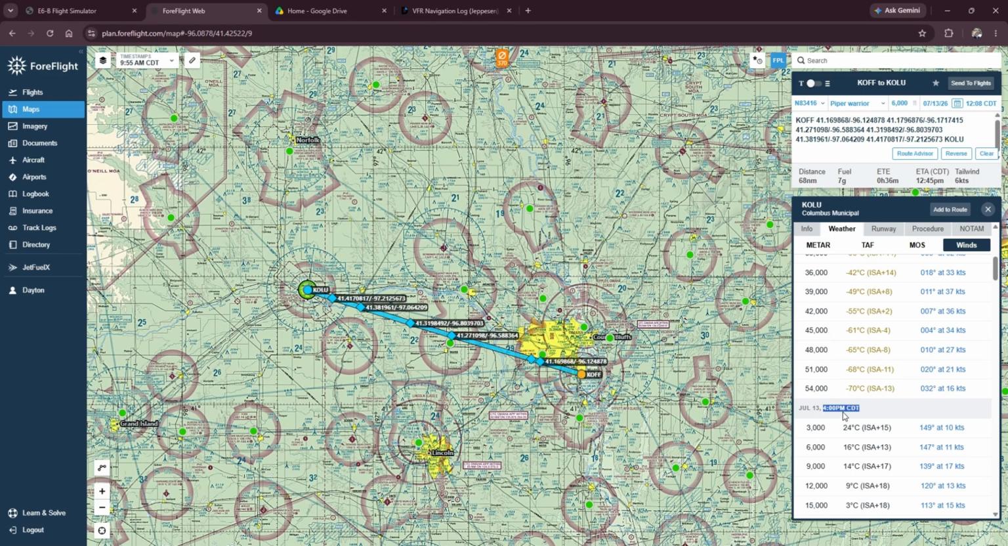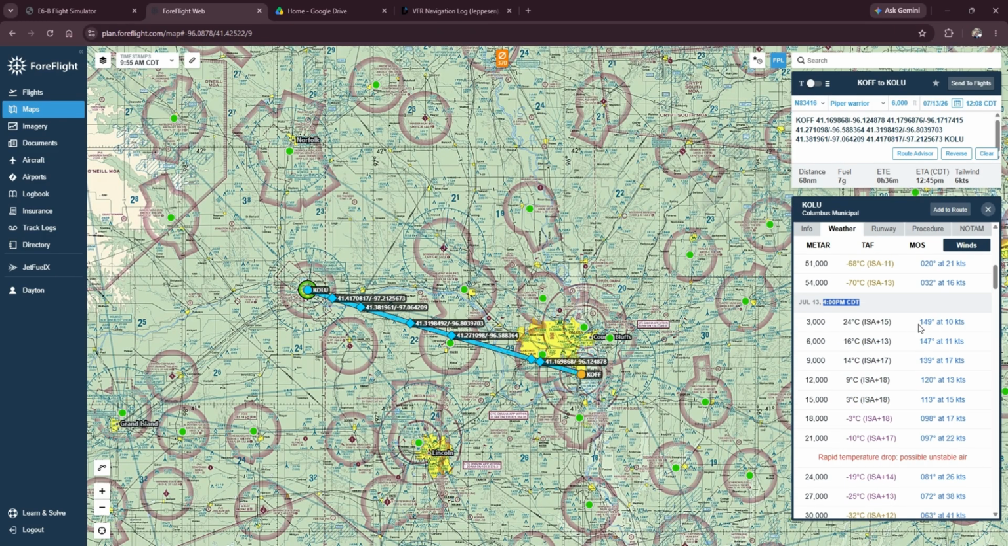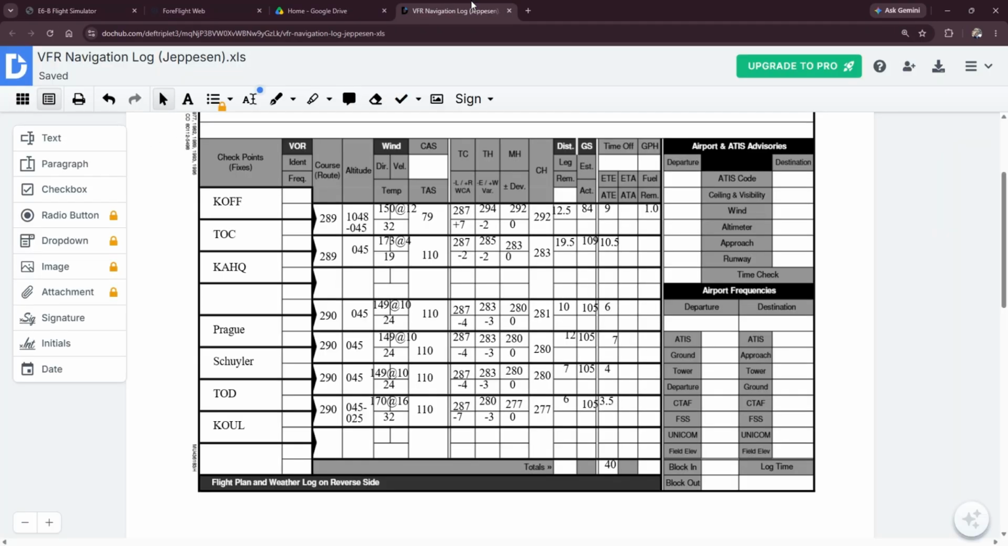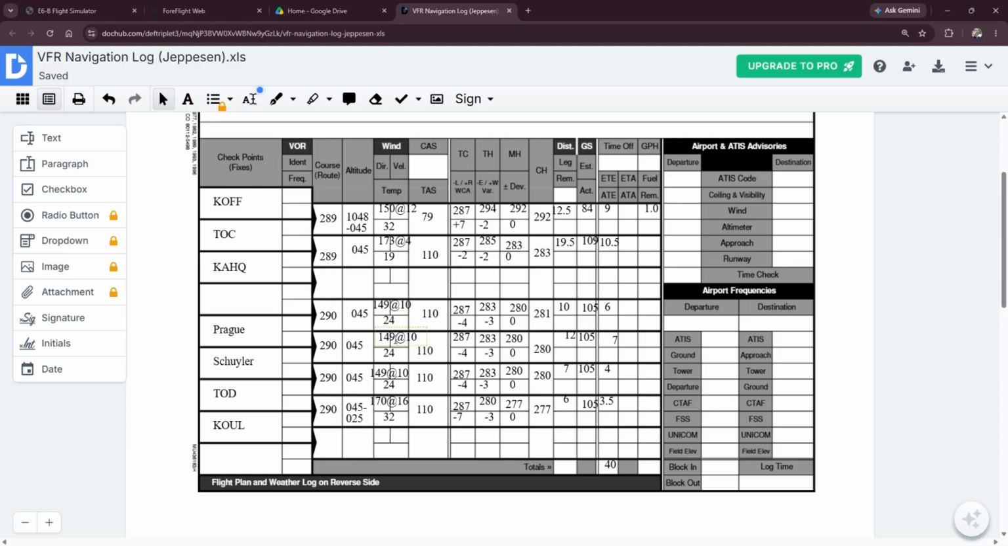So I'm just going to err on the side of caution and say, I know the winds are going to be worse at 4 p.m. up at winds aloft. So I'm going to use 149 at 10. So we'll go back over to our flight plan. 149 at 10. And then make sure to take the temperature. So 24 degrees Celsius, 24, 149 at 10 down here on your next point, and then 149 at 10, 24, right? So we got 3 different boxes of 149 at 10, right?